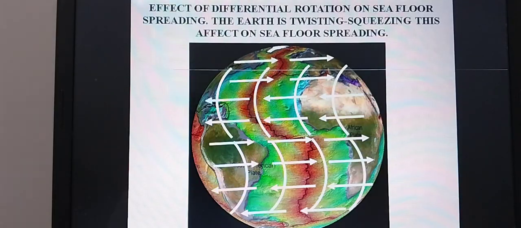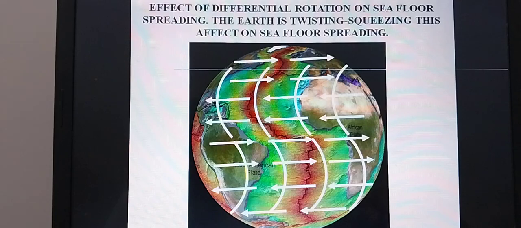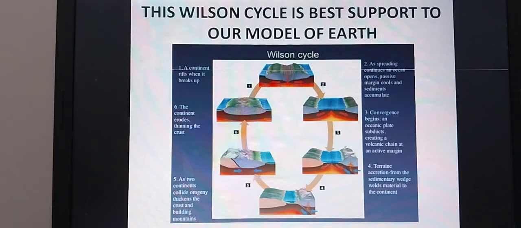In the next, on the globe of the Earth, note carefully the mid-Atlantic ridge, the effect of differential rotation on sea floor spreading. The Earth is twisting and squeezing, and this creates the effect on the sea floor. So, dear friends, note the Wilson cycle is the best support of our model of the Earth.